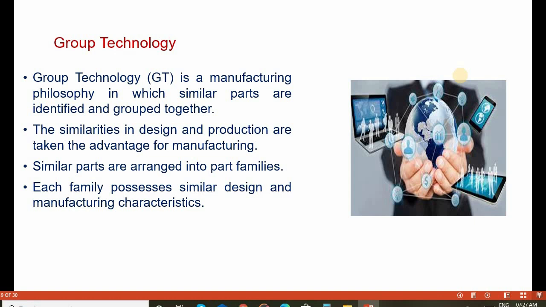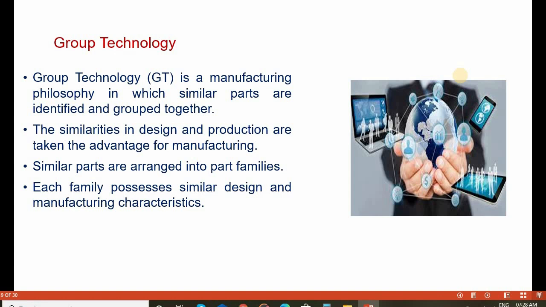Group technology is a manufacturing philosophy in which similar parts are identified and grouped together. The similarities in design and production are taken advantage of in manufacturing. Similar parts are arranged into part families. The similar parts of the various products or components to be manufactured are identified and grouped together. This is the basic concept of group technology.